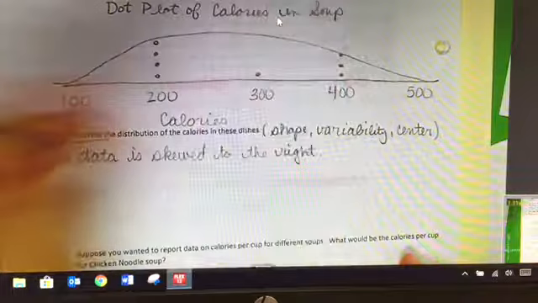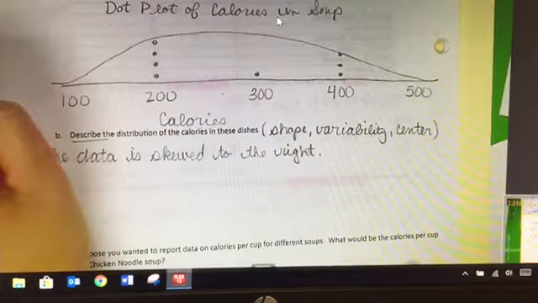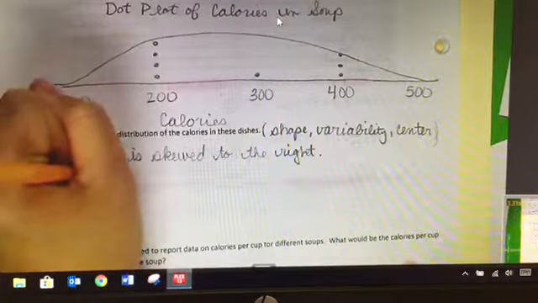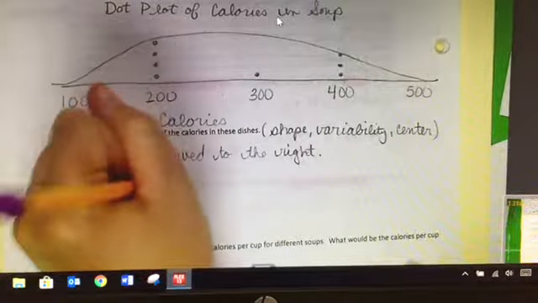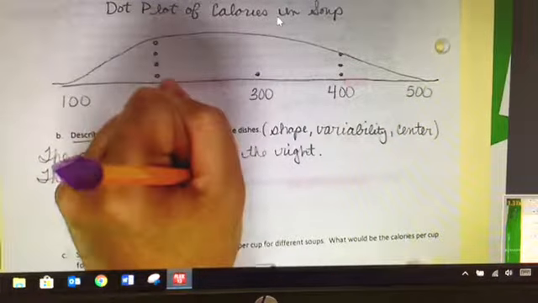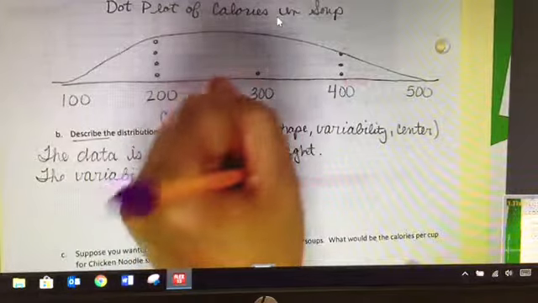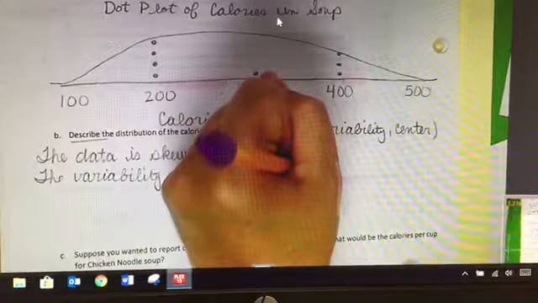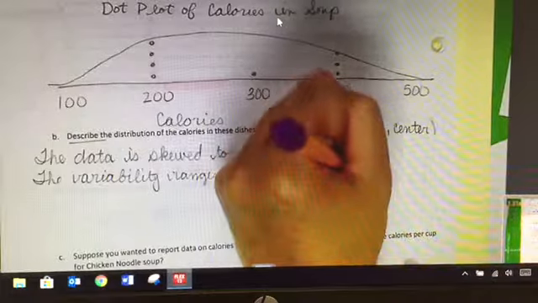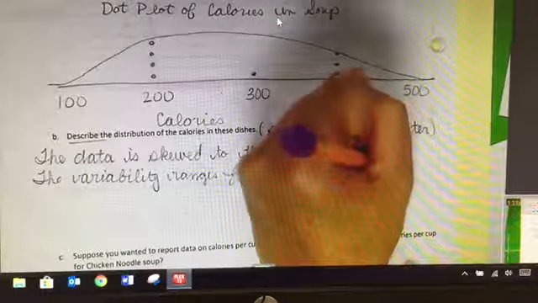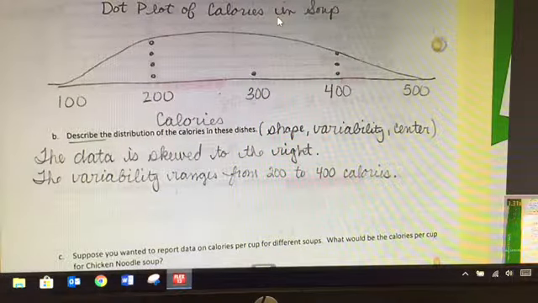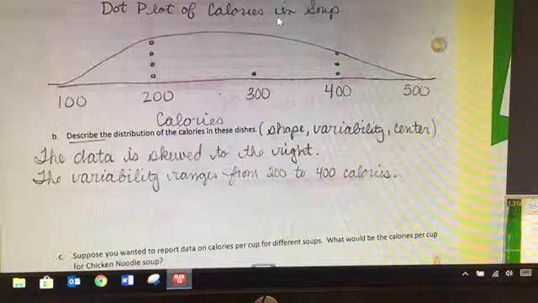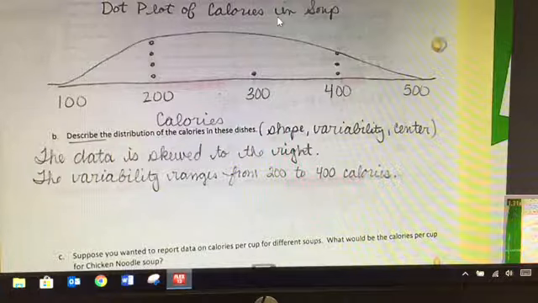So then we want to talk about the variability. So the variability ranges from 200 to 400 calories. Which is what some of you guys said. Some of you guys specifically said, hey, it's from here to here. And the last one is center.